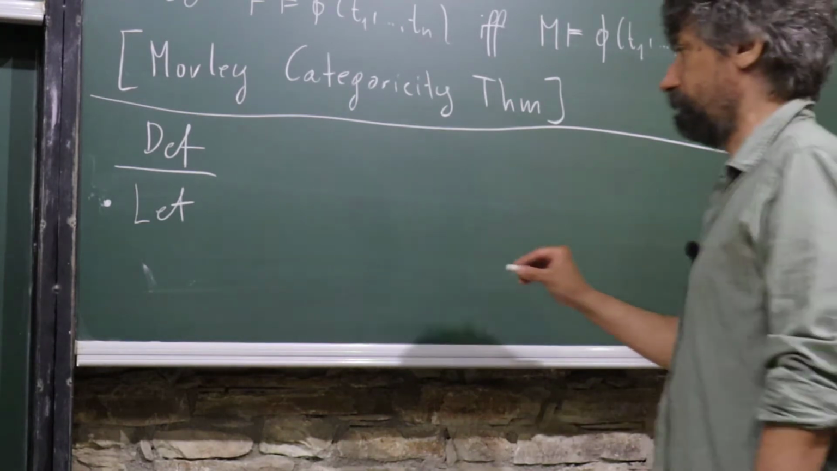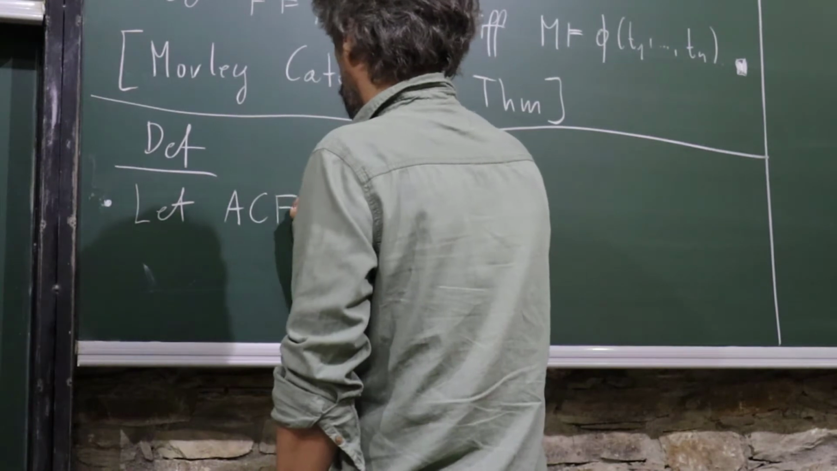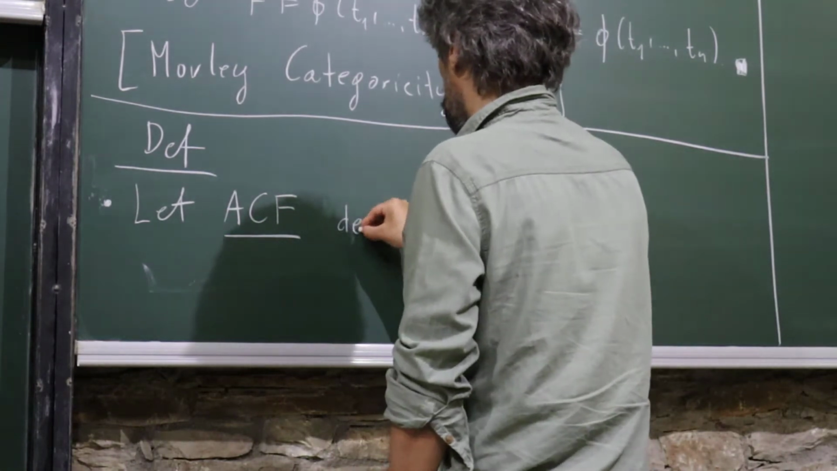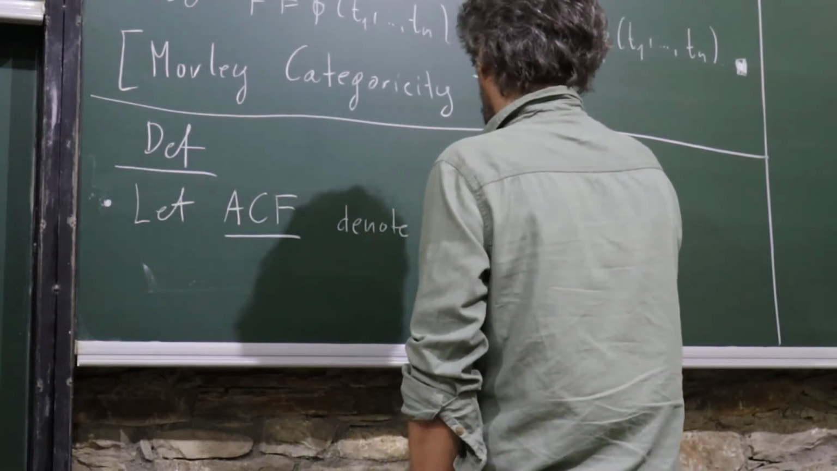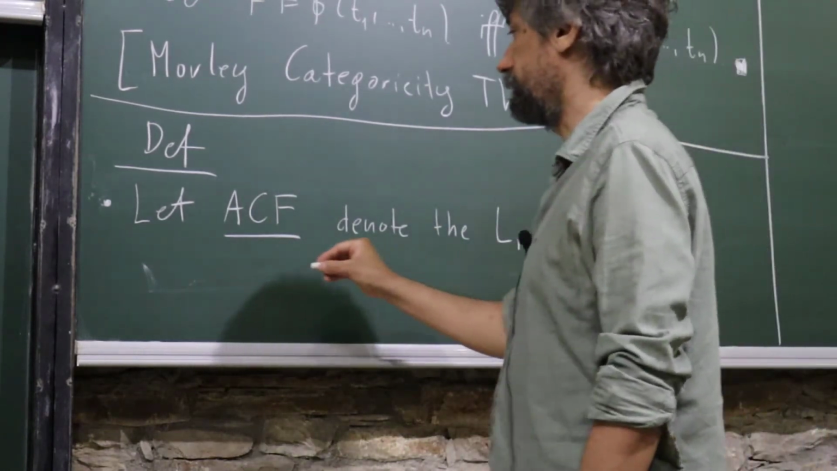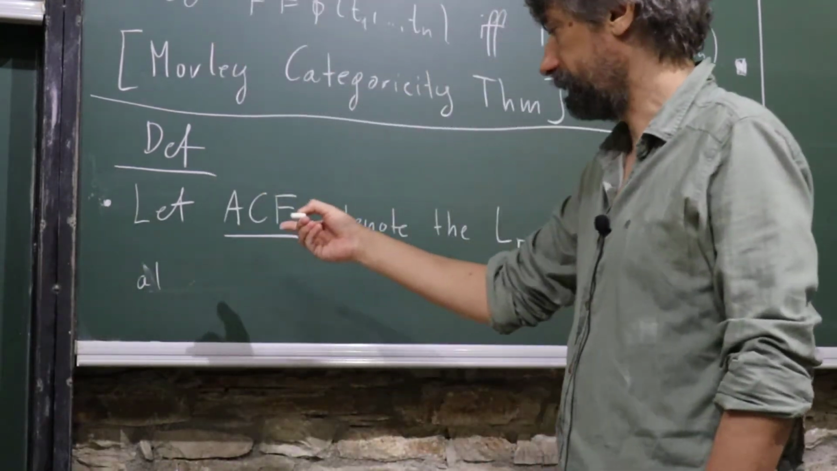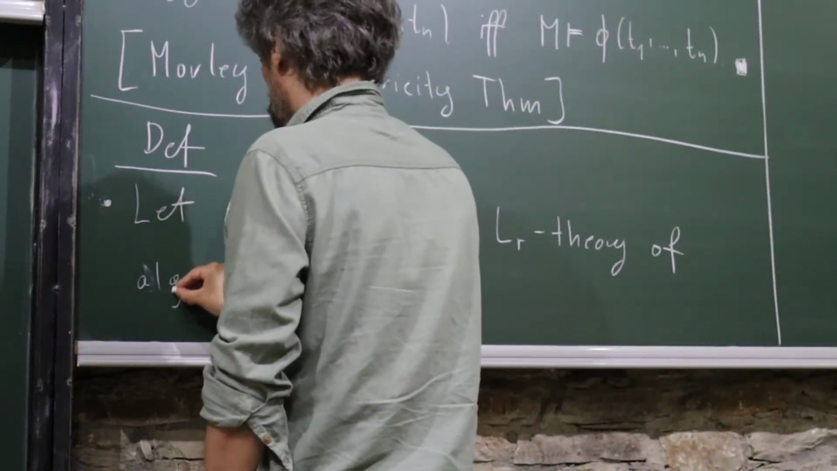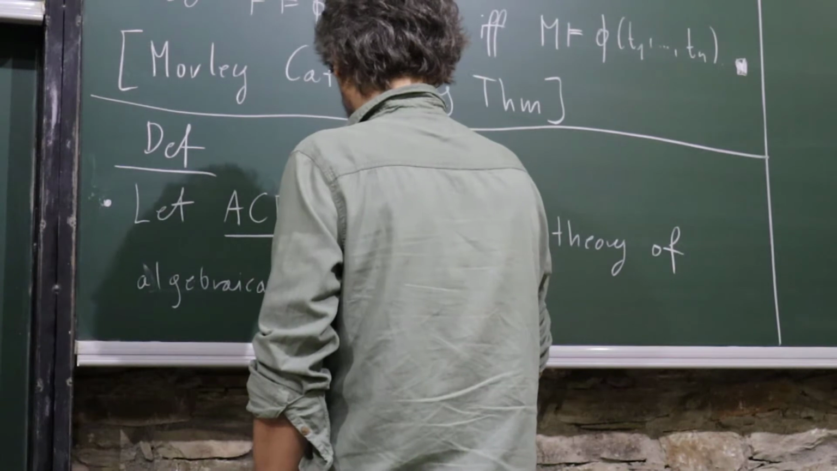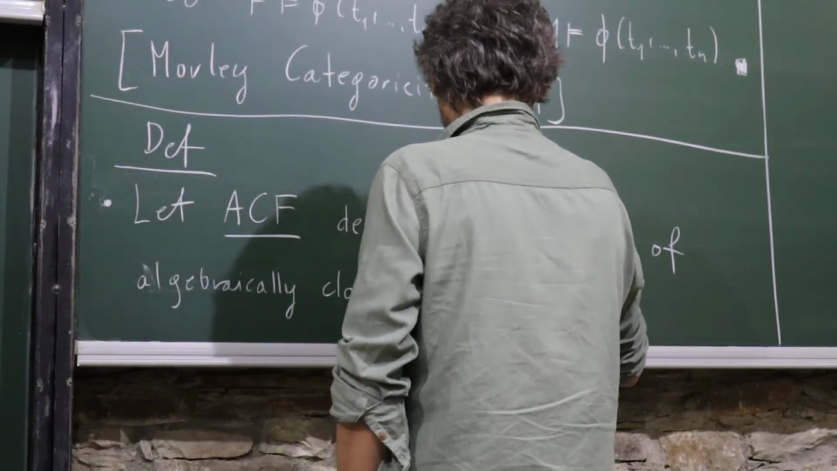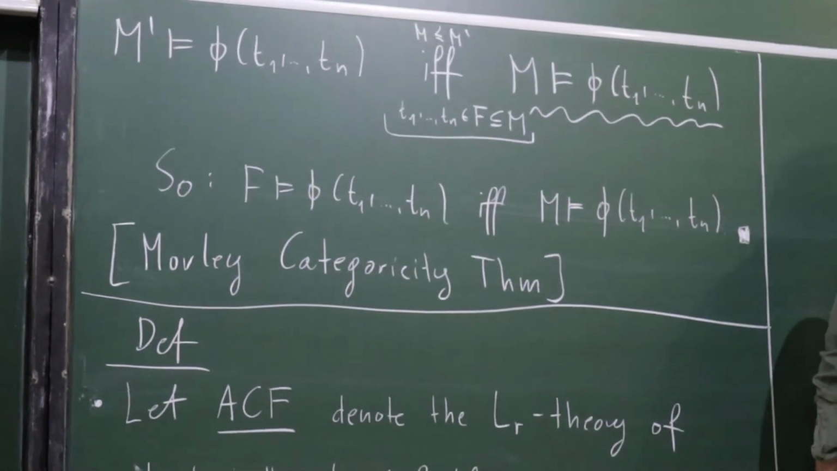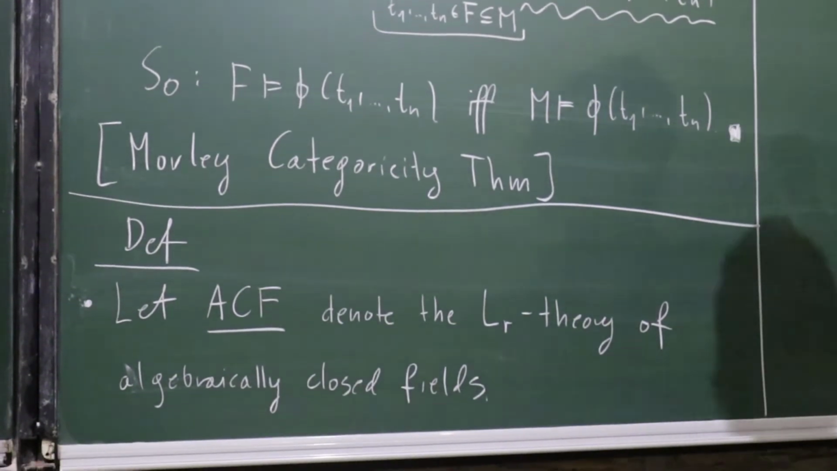Okay, so ACF, we just give a name. Let ACF, it is very commonly used, algebraically closed field, denote the LR theory of algebraically closed fields. So you were writing axioms in problem session. Here we don't specify the characteristic, but if we put the subscript, then we do.